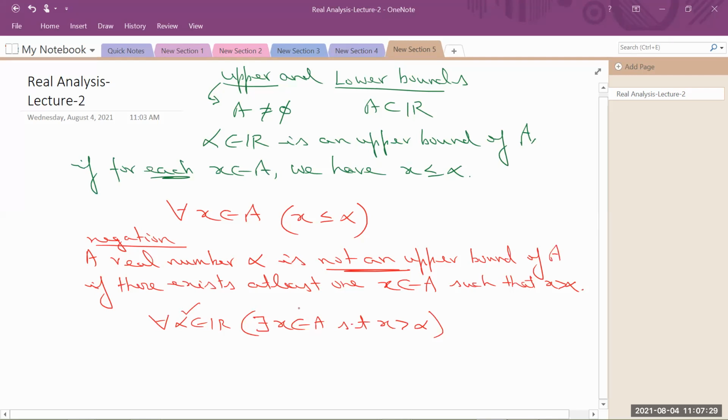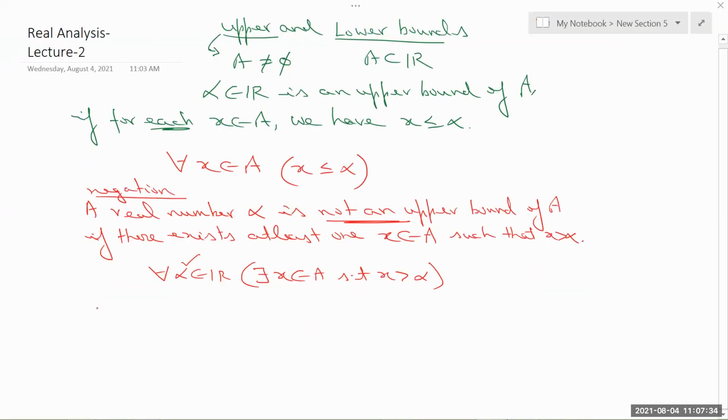Okay. Now we say that when a set is bounded, and also we have seen that if alpha is an upper bound of set A, then every real number greater than alpha is also an upper bound. I mean, once alpha is an upper bound, then every real number alpha dash greater than alpha is also an upper bound.